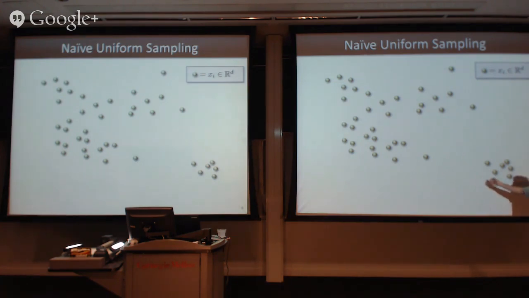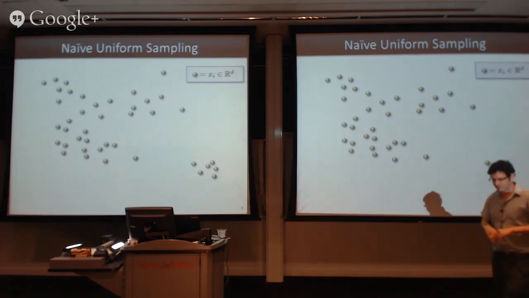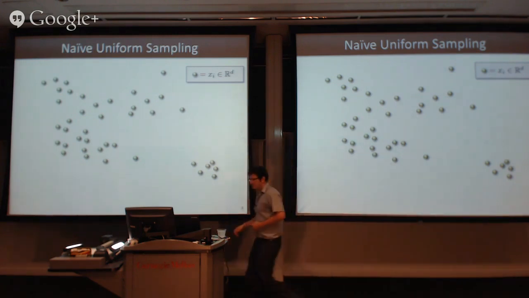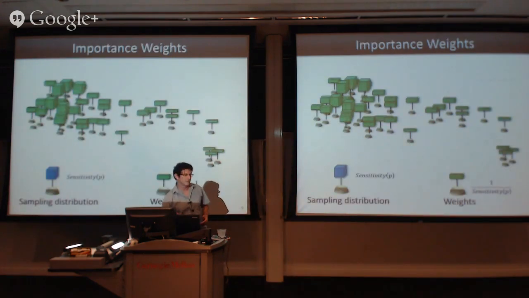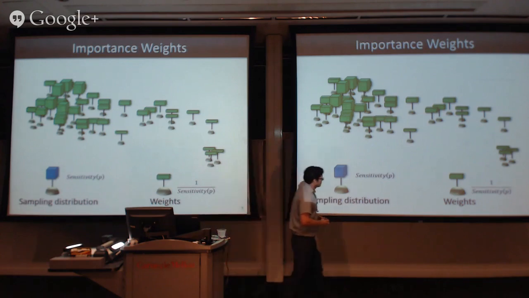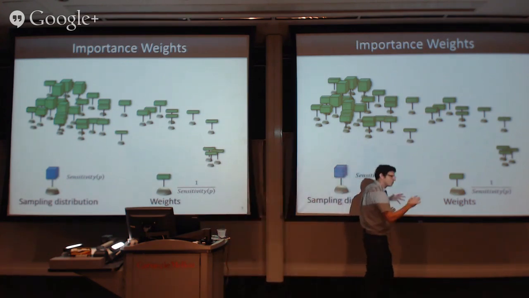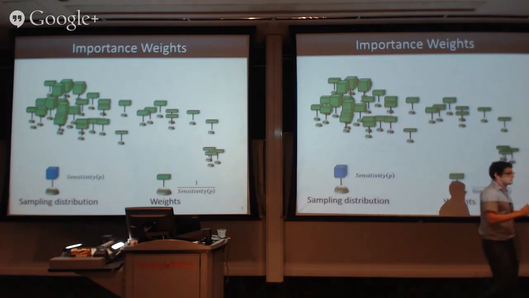For example, if you want to do clustering for this data. And this is the main difference between, for example, a uniform random sample and a coreset. So what we do instead is, for example, in importance sampling, we define a distribution on the points. Instead of uniform random sampling, we use non-uniform random sampling.